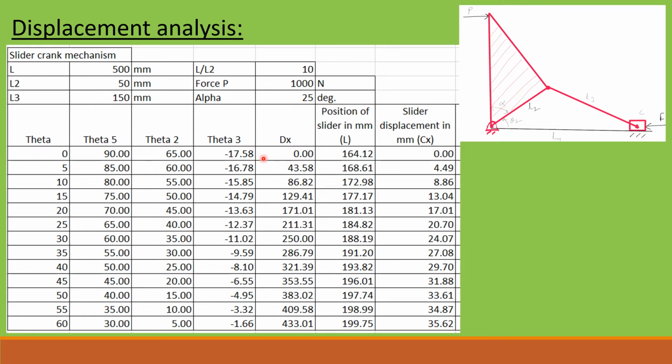From the previously derived equations you can calculate theta 5, theta 2, theta 3, dx and L, and also the slider displacements for any given angle from 0 to 60 degrees. And these values are plotted here. Let us discuss the graphs in the next slide.